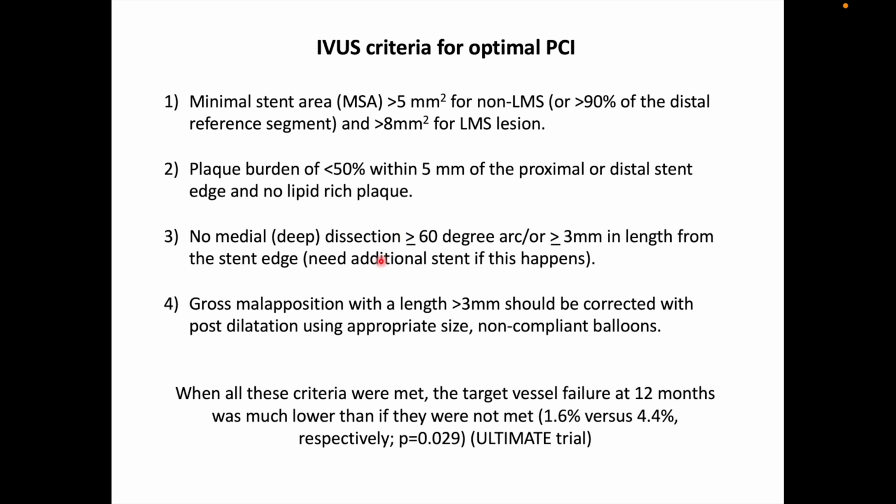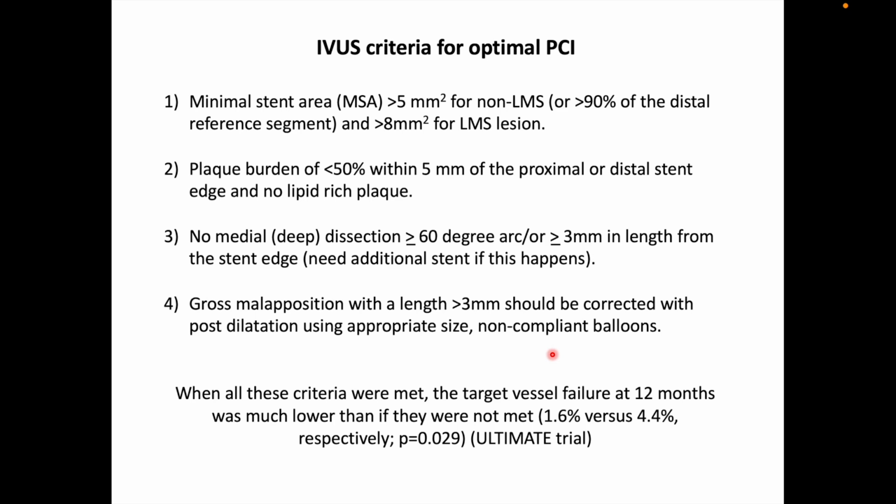The third point is about dissections. The dissection should be limited to the intima if there is any stent edge dissection. If it covers the media, it's a deep dissection, and it is more than 60 degrees arc, or it is more than or equal to 3 millimeters in length from the stent edge, then it needs an additional stent if this happens. And then as far as the malapposition is concerned, that's the fourth point, that if there is a gross malapposition with a length of more than 3 millimeter, it should be corrected with post-dilatation using appropriate size non-compliant balloons.